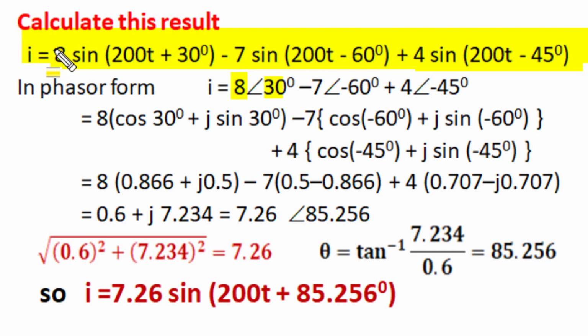So the magnitude of the first sinusoidal current is 8 ampere and its phase angle is plus 30 degrees. The second current is 7 ampere in magnitude with minus 60 degrees phase angle, and the third current is 4 ampere in amplitude and minus 45 degrees phase angle. Now we have to make addition as well as subtraction among these three currents. We know for addition and subtraction we need rectangular format or Cartesian coordinate form.